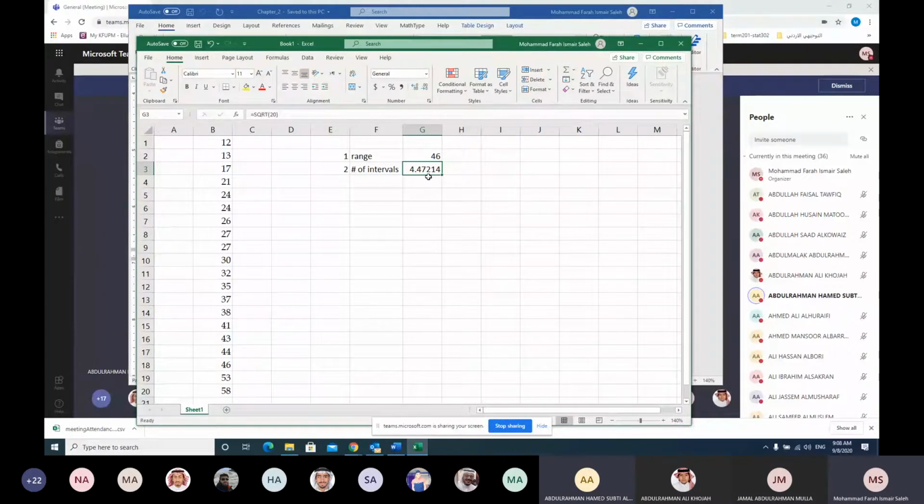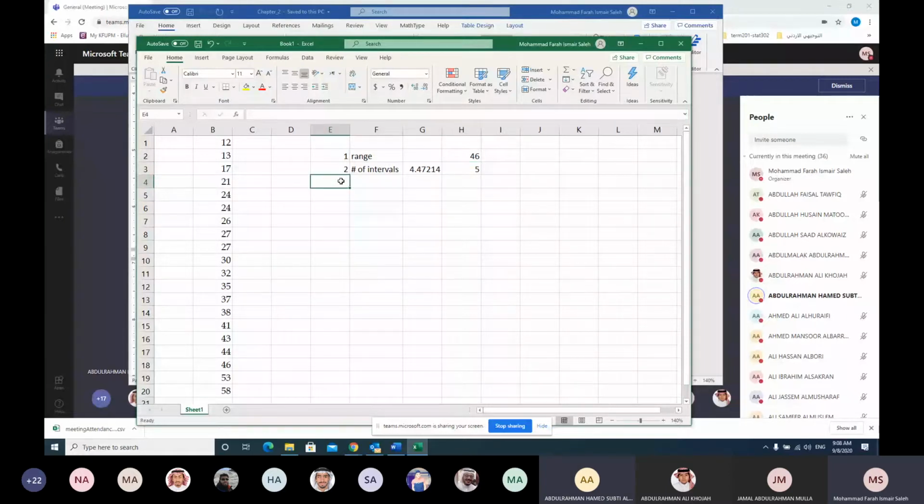We should round the value, whatever the value, up. The number of intervals equals what? 5. Then we need to divide the 46, the length 46, into 5 equally likely intervals.